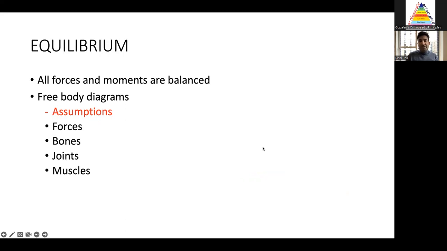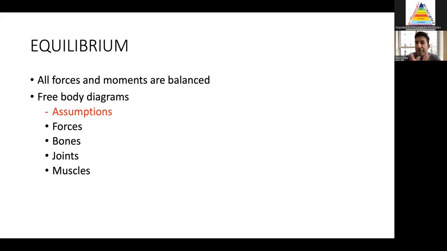Now, the other concept that I want to mention before we start on the main topic today is the concept of equilibrium. So equilibrium basically states that all forces and moments within a system are balanced, okay? Basically, something is said to be in static equilibrium if everything on it is balanced. So let's move on to free body diagrams.